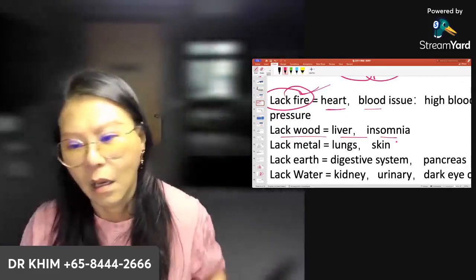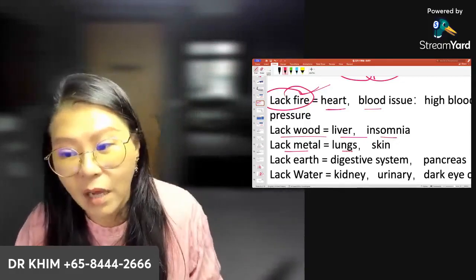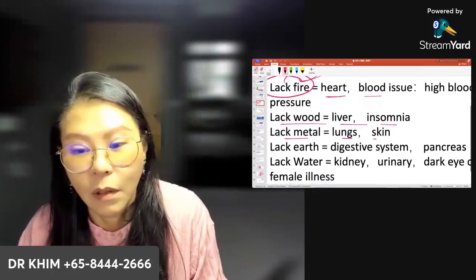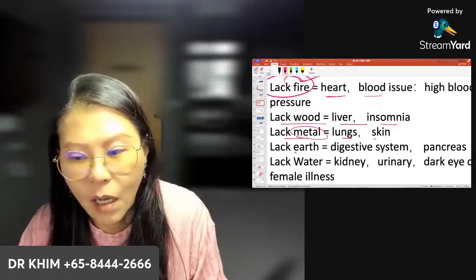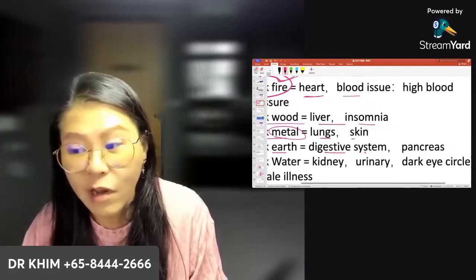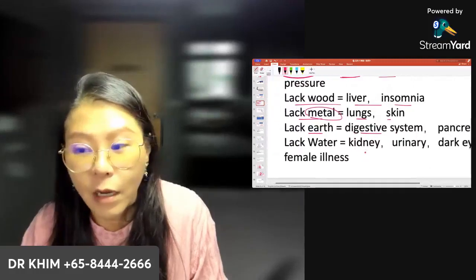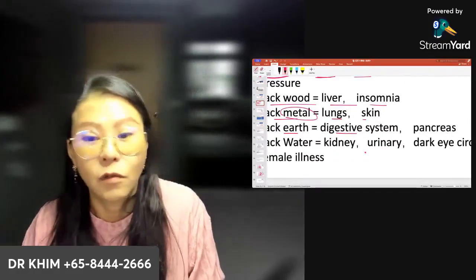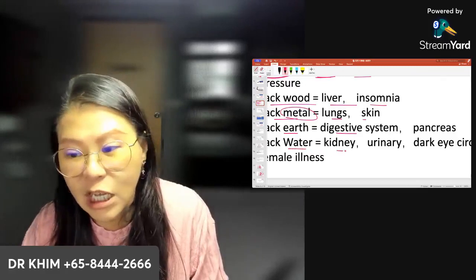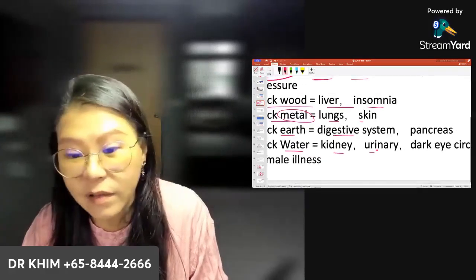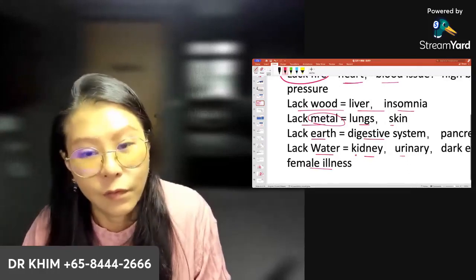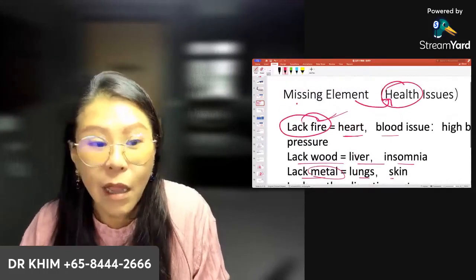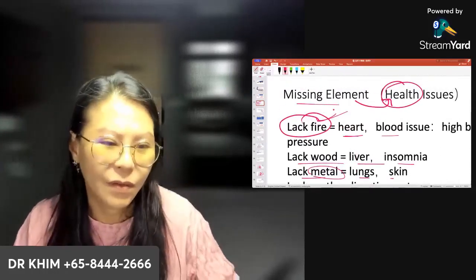Okay? Right? Metal, lung, skin. Digestive system also metal. 大腸. Earth, digestive system, pancreas, and so on. Correct? Gastric, and so on, so forth. Right? Water missing, kidney, urinary problem, third eye circle, female illness. Correct? 子宫吗? So on, so forth. Okay? If it's lacking. Character? Character also refer to textbook.